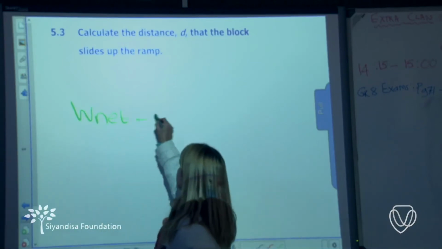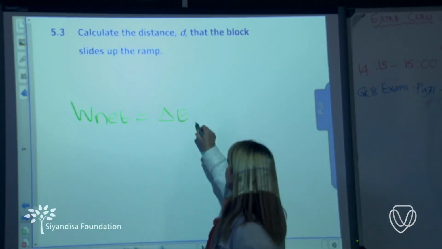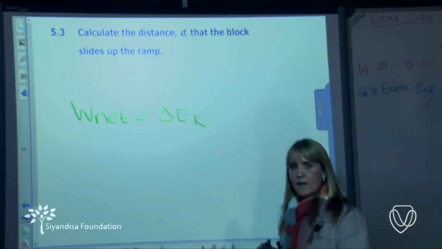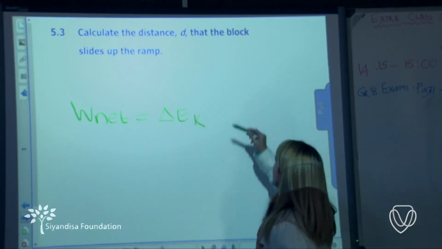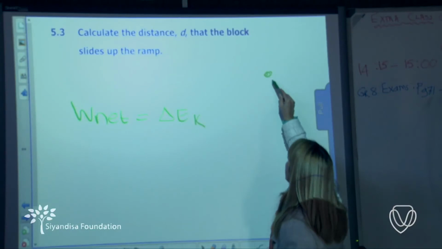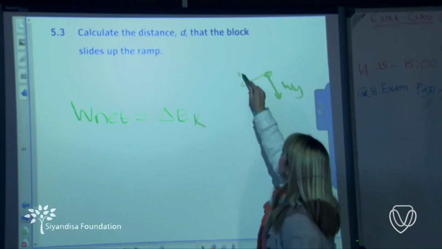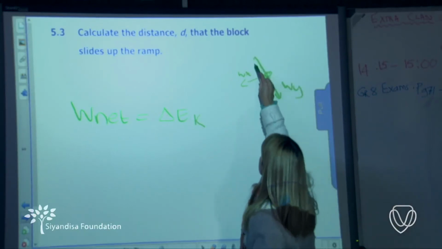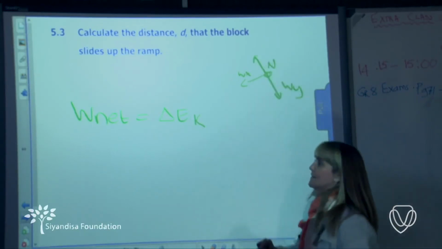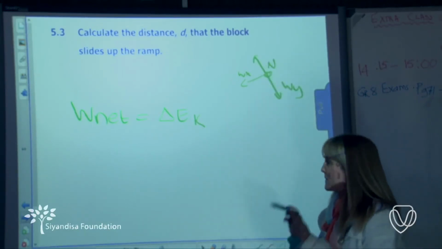Wnet is equal to delta Ek. But which forces are acting on the object? Always draw a quick free body diagram. You're going to have Wy, Wx, and the normal. Remember, you're not getting marks for that, so it can be a bit sloppy.